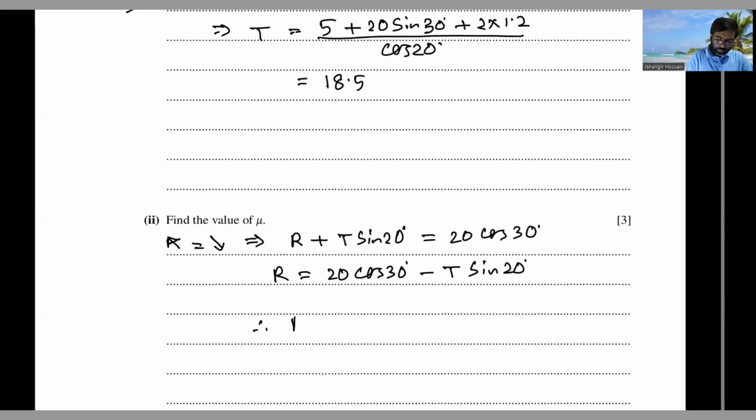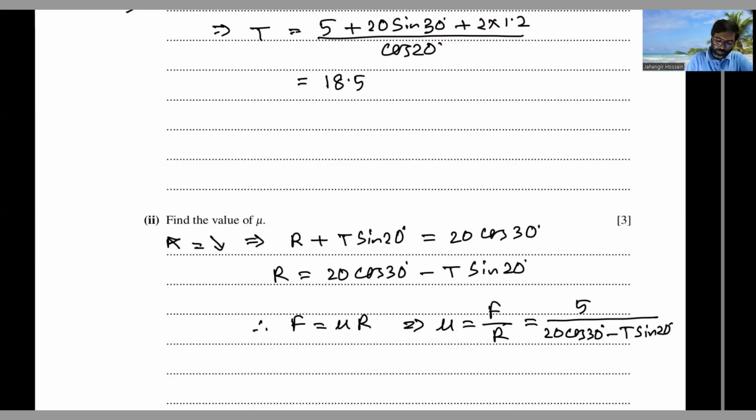Then, it is moving, so friction is maximum, limiting friction, so mu is friction divided by R. F is 5, R is 20 cos 30 minus T sin 20, substituting the more accurate value of T, we will get mu is equal to 0.455 correct to 3 significant figures.